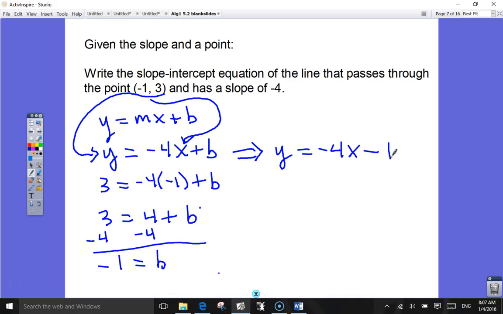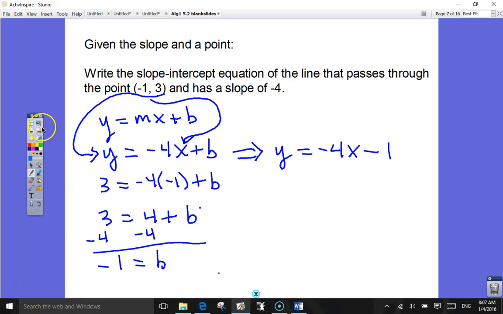Why can't I just plug in 3 for b? Because x is not 0, that's not the y-intercept. You can only do that if the x is 0, then you know you've got the y-intercept and you plug it in. And sometimes it'll be that way. You could still plug it in and see what you get, but actually you'll already have the y-intercept. So do you understand the two-step process? Plug in for the slope, then solve for the b by using the point.